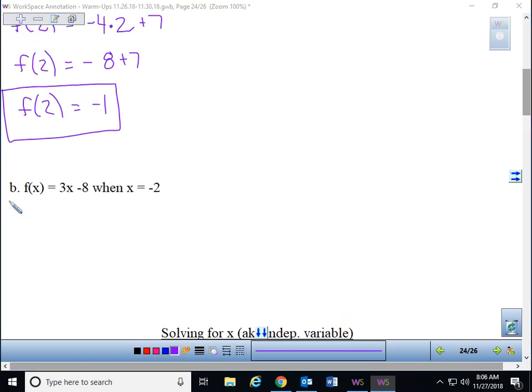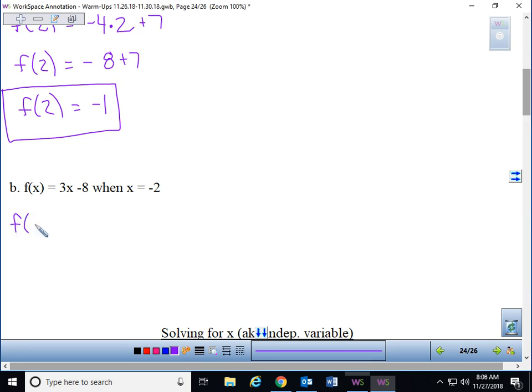B is yours, so you are evaluating the function f of x equals 3x minus 8 when x is negative 2. This is your example, so please pause the video, work on it, and then have the video unpause to check your work.